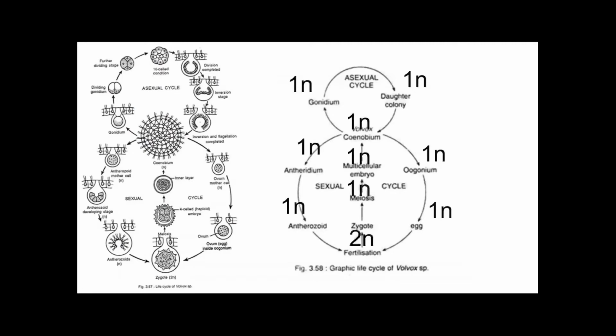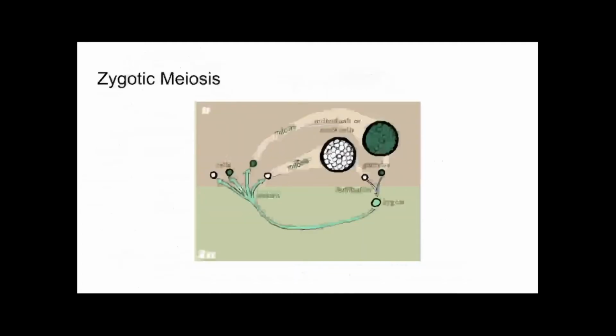But that zygote almost immediately undergoes meiosis and creates 4 haploid embryonic cells that then begin to duplicate and create that coenobium, that orb of tissue that we think of as the Volvox, which is actually a colony of 1n cells. We call this zygotic meiosis, and that's meiosis directly from the zygote that immediately produces 1n tissues.